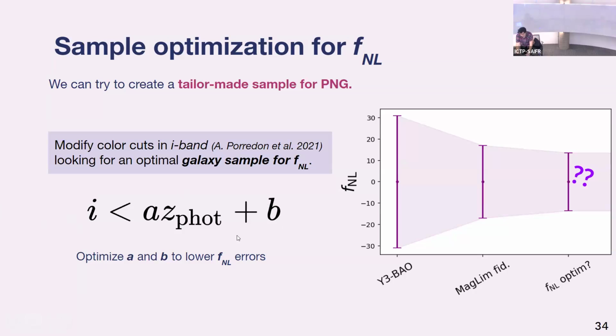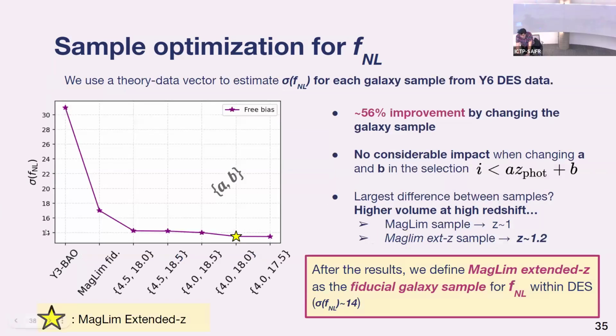The idea of this optimization is to change both A and B and see how the constraints, or the errors, in these parameters change. For example, we have here a sample, then another sample, and then maybe an optimal sample. This is the last part that I have. Here you can see how the errors in the cosmological parameters change from the Y3 sample, which was the first part, to the magnitude sample. And then here you can see how it changes for different values of both A and B, the ones that I showed you before.